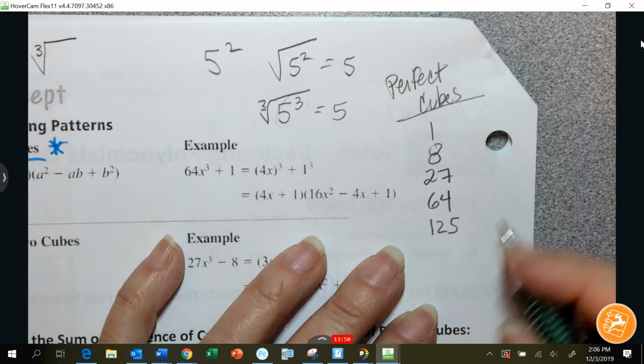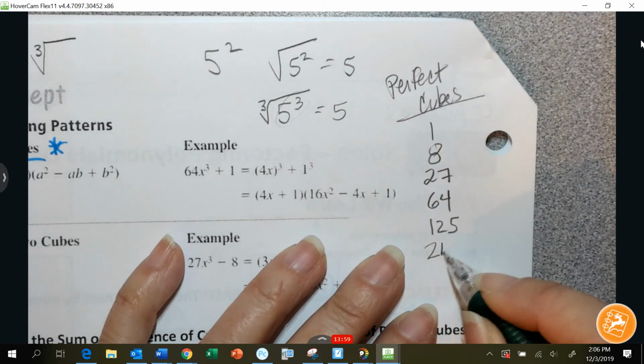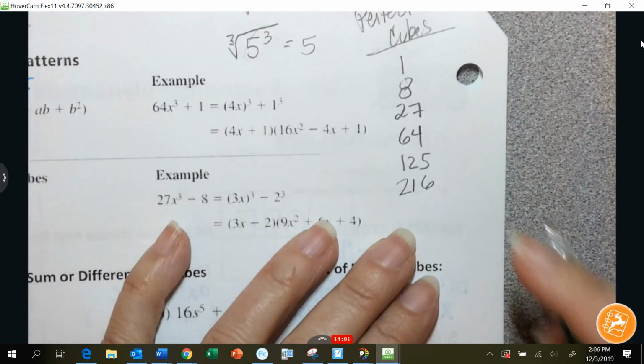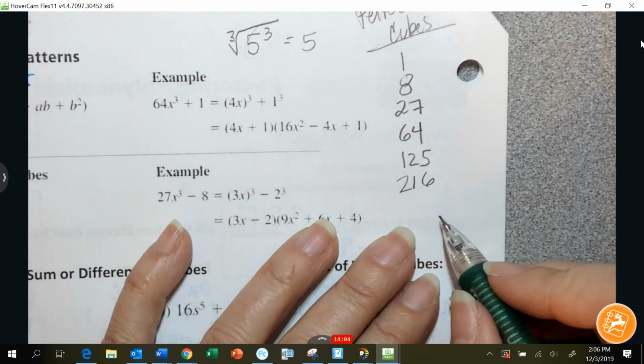6 times 6 times 6. 36 times 6. 216. I wrote it down. I almost got it. Keep hitting me.